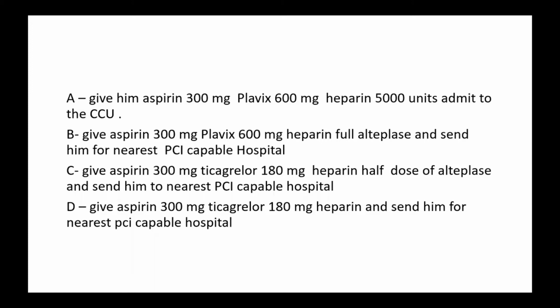Okay, we go to answer C. The difference between B and C is that one said full alteplase or half. Whatever. No, there is no half dose of lysis anyway. But the last one is aspirin 300 plus ticagrelor 180 and then the nearest PCI hospital. Here's the trick in the time, I think, between B and D, for calculation of the time.